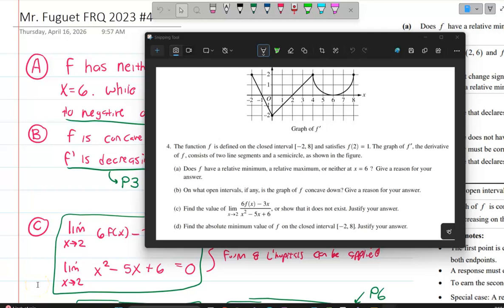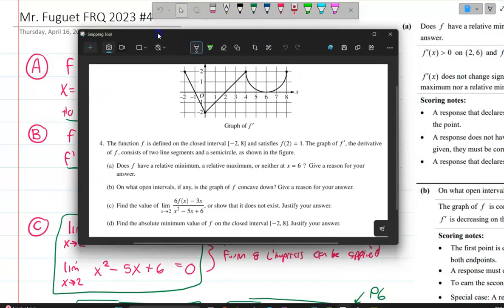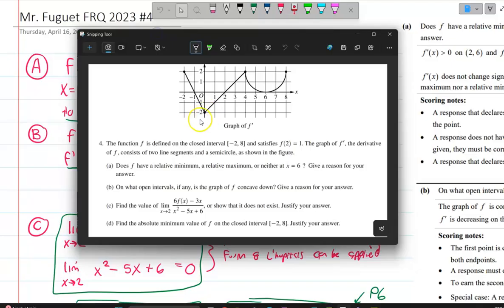All right, guys, we're going to review FRQ 2023 number 4. So the question I have here, and then I'm going to go over my answers as well as the scoring rubric for this question. So in part A, it is asking, using the graph, does f have a relative minimum, relative maximum, or neither at x equals 6? And to give a reason for our answer.